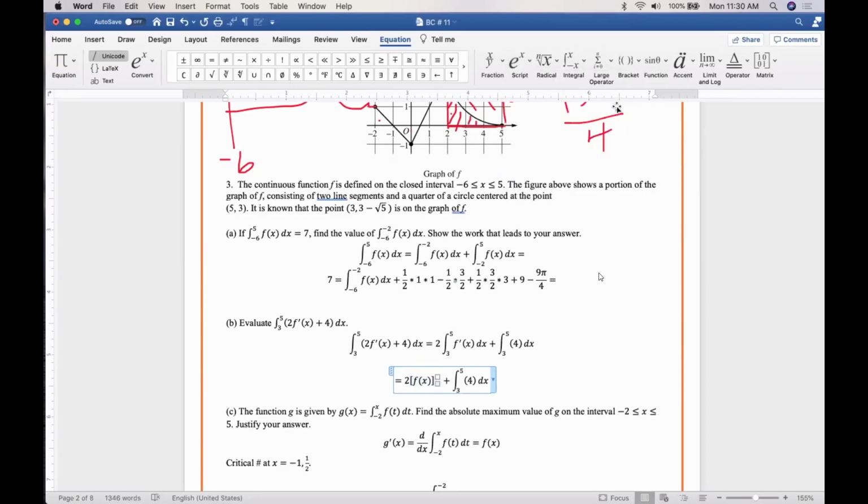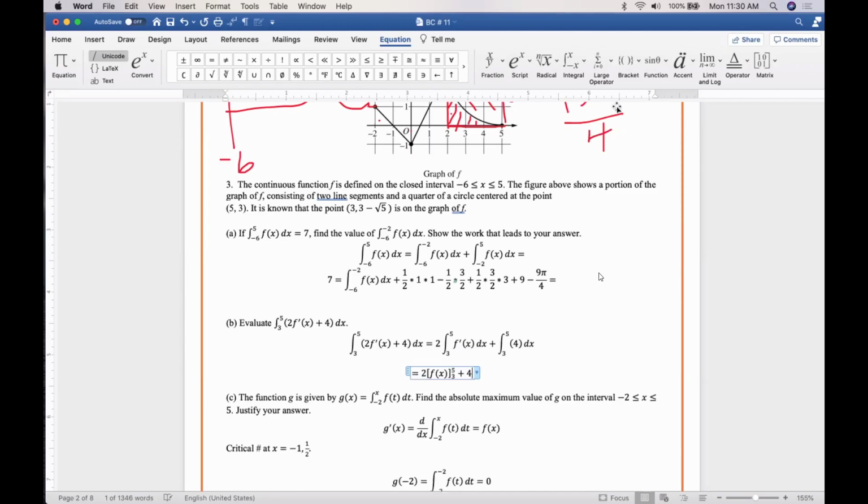F of x, evaluated with 3 to 5. And then the other one is 4x, and evaluate the same way, 3 to 5.